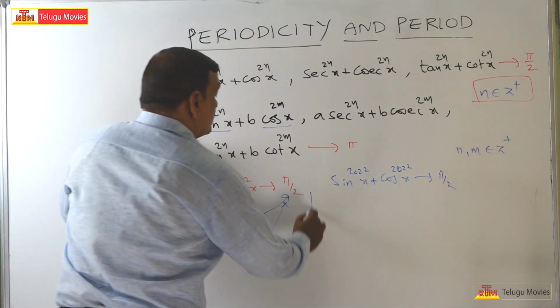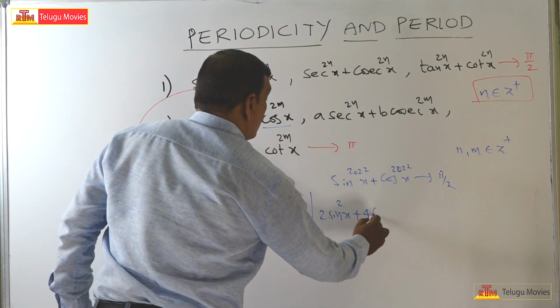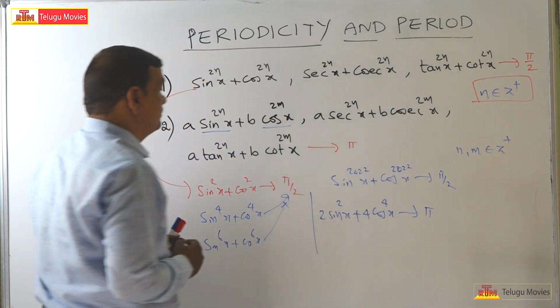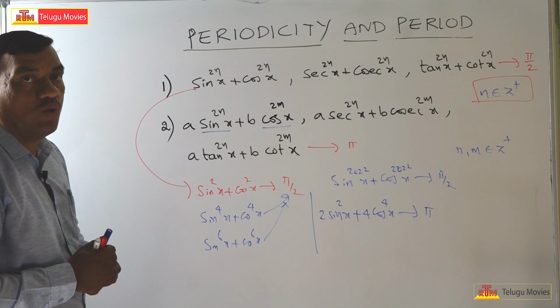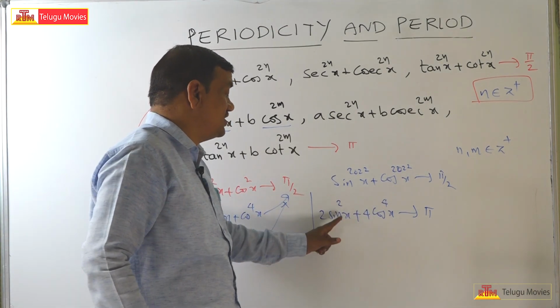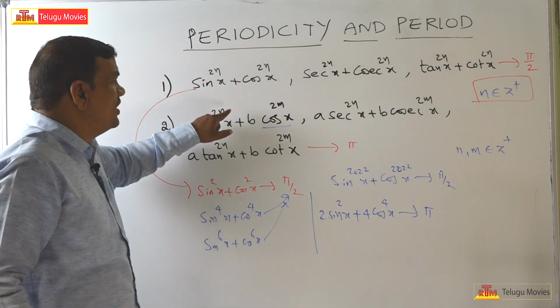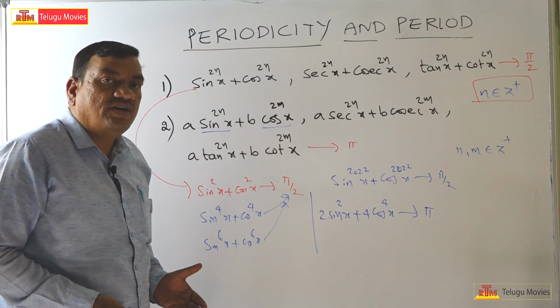For example, in place of 2 sin square x plus 4 cos to the power of 4x, its period is pi. Understand this, its period is pi. Now, 2 sin square x plus cos power 4x. The condition is sin square x, cos power 4x. There is no need of taking the same n and m value. You can take different values also.